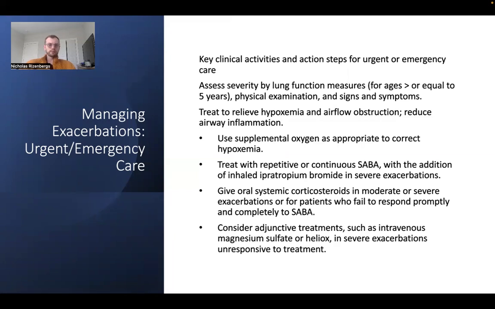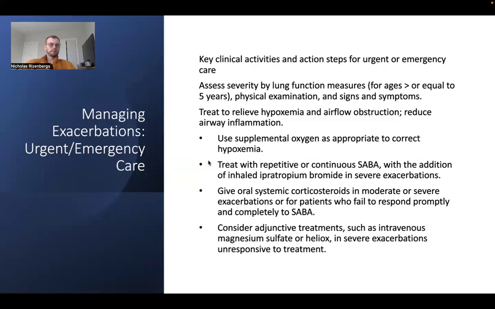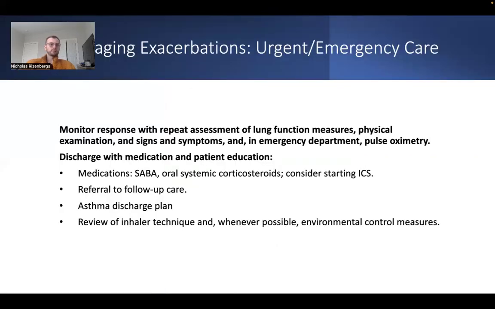Give oral systemic corticosteroids in moderate or severe exacerbations for patients who fail to respond promptly and completely to the SABA. And consider adjunctive treatments such as intravenous magnesium, Heliox, in severe exacerbations that have been unresponsive to other forms of treatment.